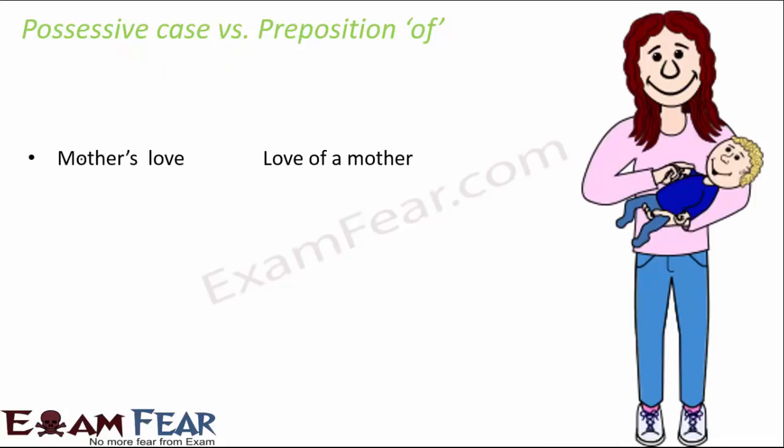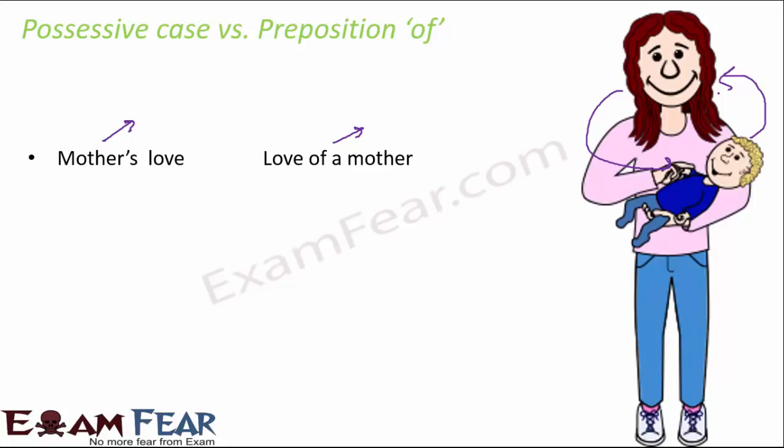Let us look at the next example. Mother's love and love of a mother. How are these two different? When we say mother's love, it means the love that a mother has for her child. So that love is the possession of the mother. That mother is the owner of that love which she has for her child. Now when you say love of a mother, I would not say that this is incorrect, but this has a different meaning altogether. Love of a mother is not necessarily the love that a mother has for the child. It could also be the love that the child has for the mother. So I hope you understand the difference.